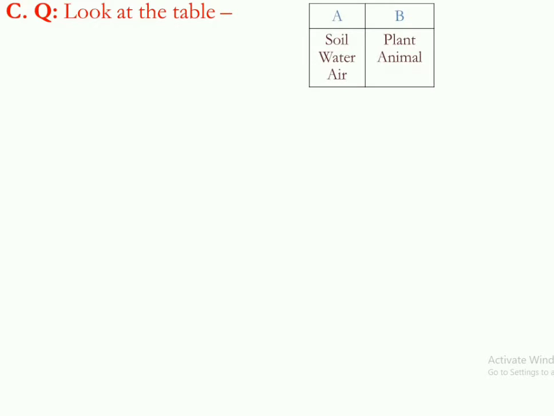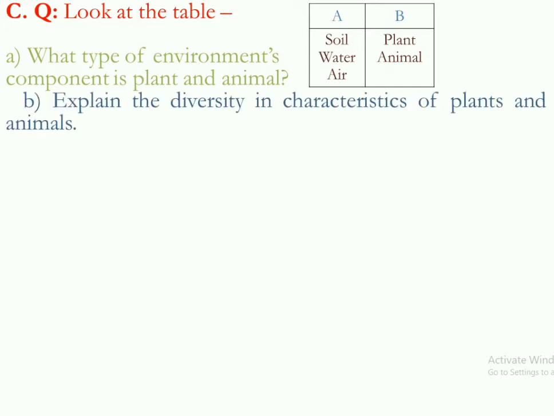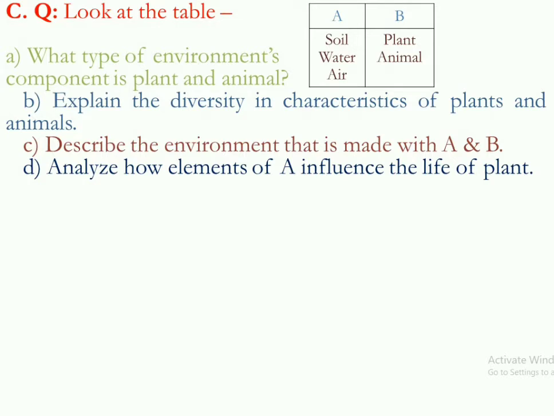Here is the CQ. We have a table in two parts. There are some components like soil, water, air in component side A, and in B part it's plant and animal. Now look at the questions. What type of environment component is plant and animal? Explain the diversity in characteristics of plants and animals. Describe the environment that is made with A and B. Analyze how elements of A influence the life of plant.